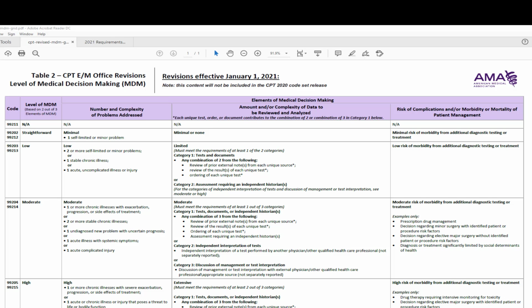Okay, you can see that that's going to be a little bit more complicated. And then we get to the third column, which gives us a moderate risk of morbidity from additional diagnostic testing or treatment. All right. Examples would be prescription drug management, which most of us don't do, or discussion regarding minor surgery with identified patient or procedure risk factors, not something most of us do. Decision regarding elective major surgery without identified patient or procedure risk factors, not really in our wheelhouse. And number four, diagnosis or treatment is significantly limited by social determinants of health.